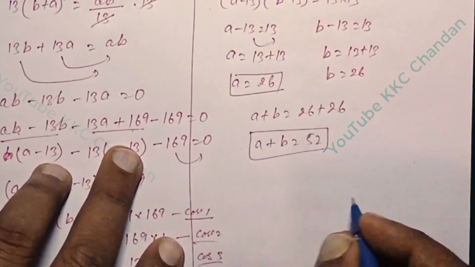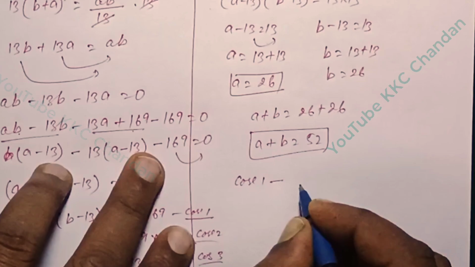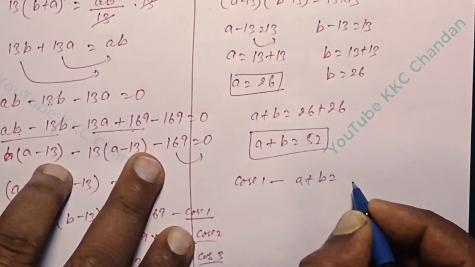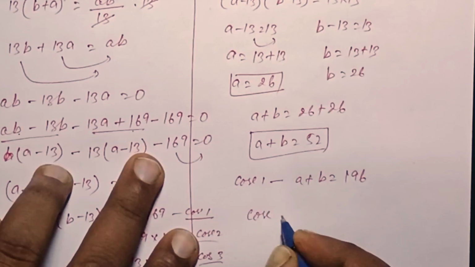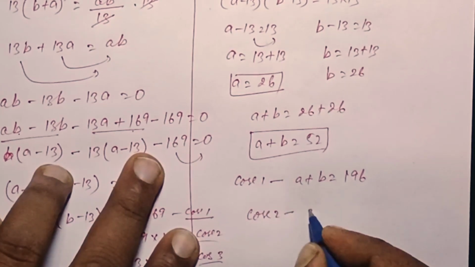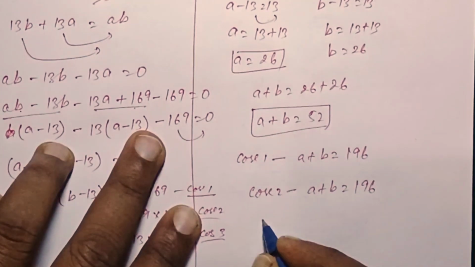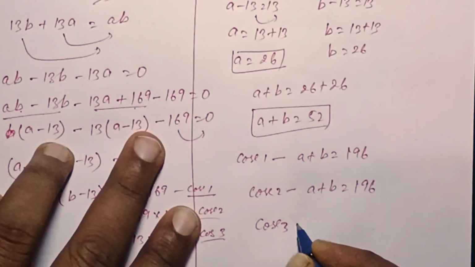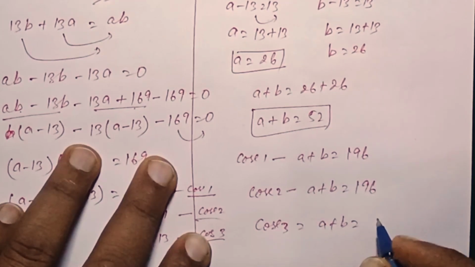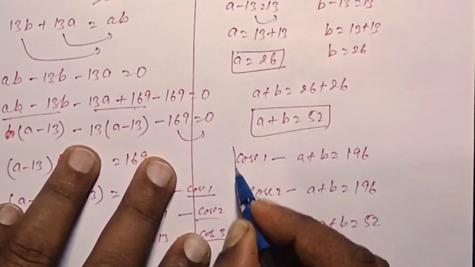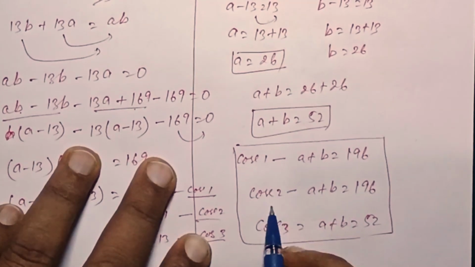Total, see here, total values. Case 1 value is that a plus b is equal to 196. Case number 2 value is that a plus b is equal to 196. Case number 3 is that a plus b is equal to 52. This is the final value of a plus b: case 1, case 2, case 3.